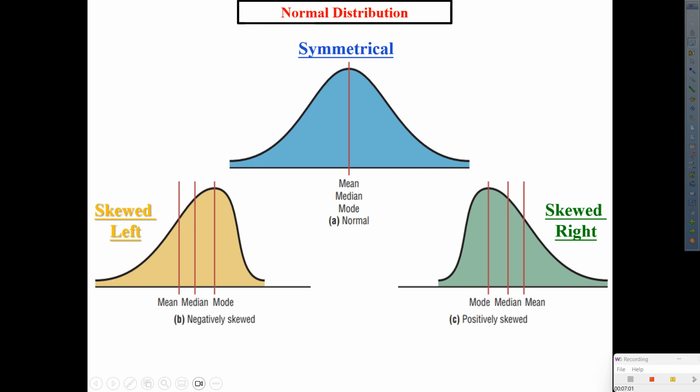Central tendency. Whereas skewed left has mean, median, and mode in order from left to right, skewed right has mean, median, and mode from right to left in order as well. Not all of them bunched up.